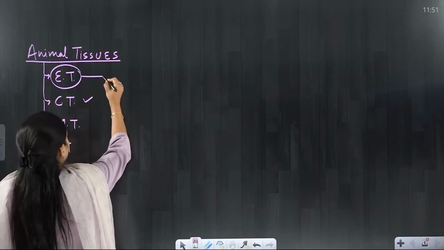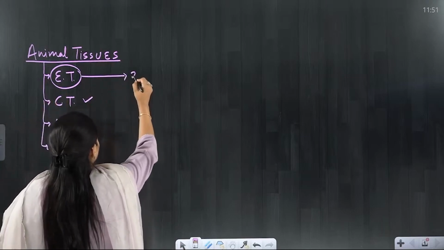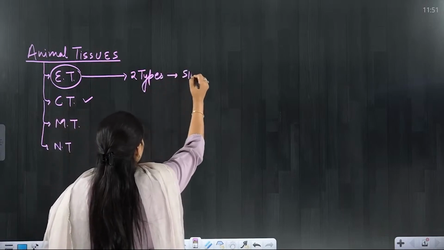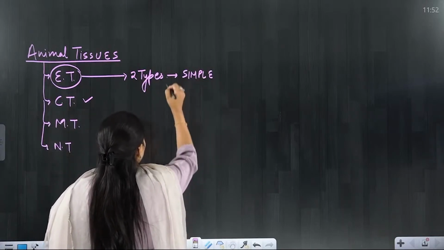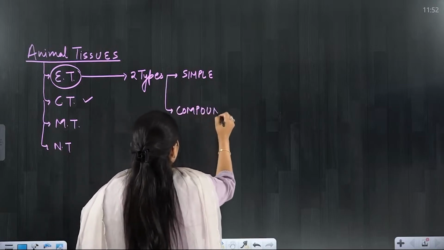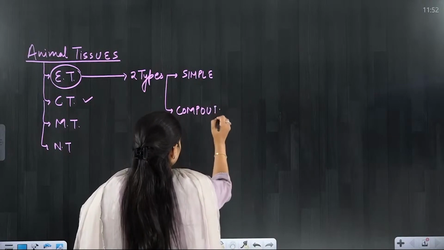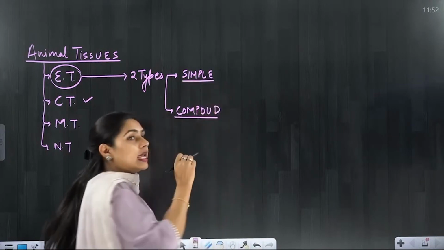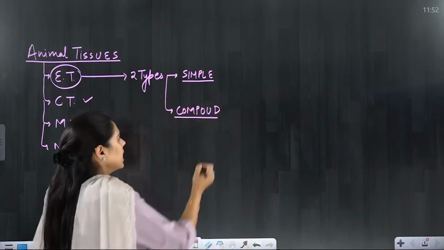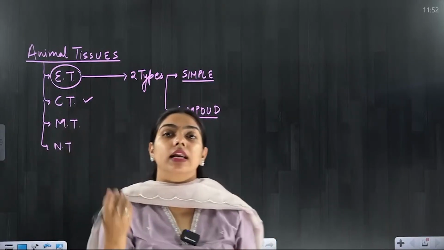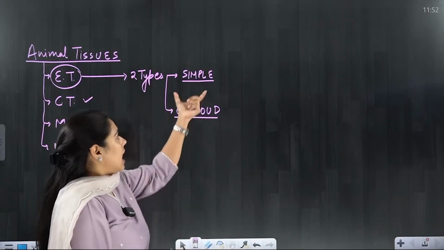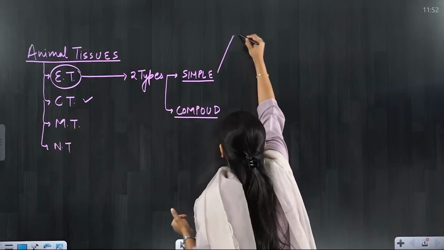And then I have told you two types of epithelial tissue. One is simple and one is compound, beta. I have told you two types: simple and compound, on the basis of the layer of cells. If single layer of cells, it is simple. If many layers, more than one layer, it is compound. Yes or no? Alright. So now I have told you simple can be of different types.